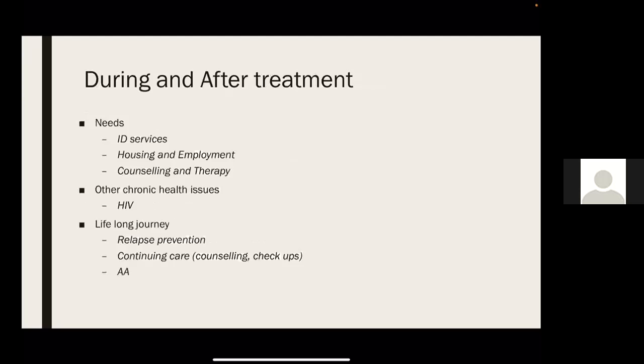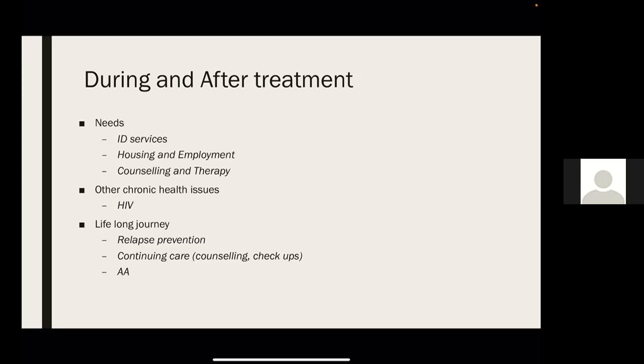So a major focus in addressing substance abuse is also addressing the needs and not just the drug addictions of the patient. So that could include making sure that they access ID services, so they have a healthcare card or ID card, and getting housing and employment if that is something that they do not have, and accessing counseling and therapy for their mental health. Commonly with substance use disorders, other chronic health issues and diseases occur at the same time. A really good example of this is HIV, especially for those who use IV drugs. So that's usually part of the treatment programs.